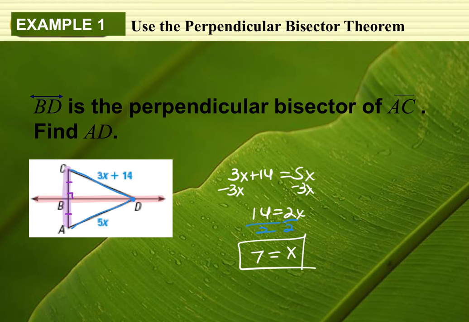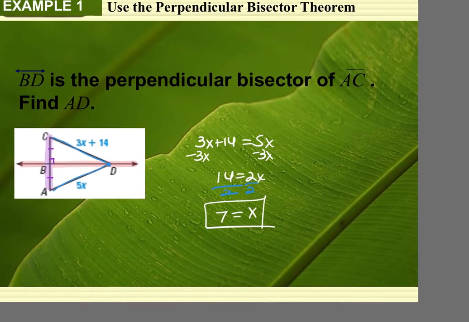It might say what value of x would make BD the perpendicular bisector, and you'd still do the same thing. In order for it to be on the perpendicular bisector, it would have to be equidistant from the endpoints, and so you'd set it equal to each other. Good job, I was just making sure you're paying attention.